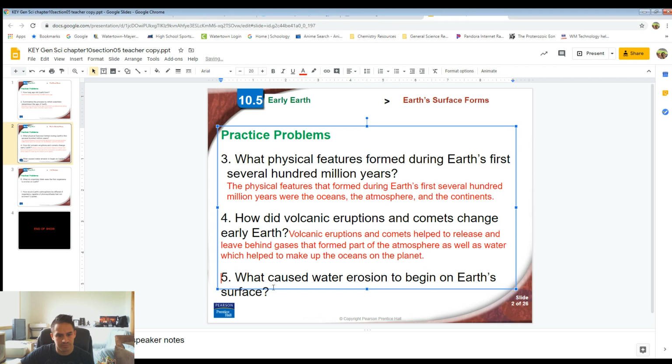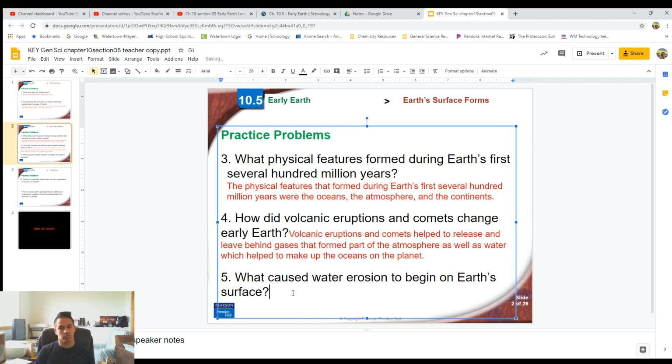All right. Number 5, what caused water erosion to begin on Earth's surface? So, remember that a lot of water vapor and stuff was left behind from comets or came out of the planet through volcanic eruptions, and then it would sit in the air as water vapor, and then eventually, as Earth cooled down, that water vapor condensed and fell down as rain.